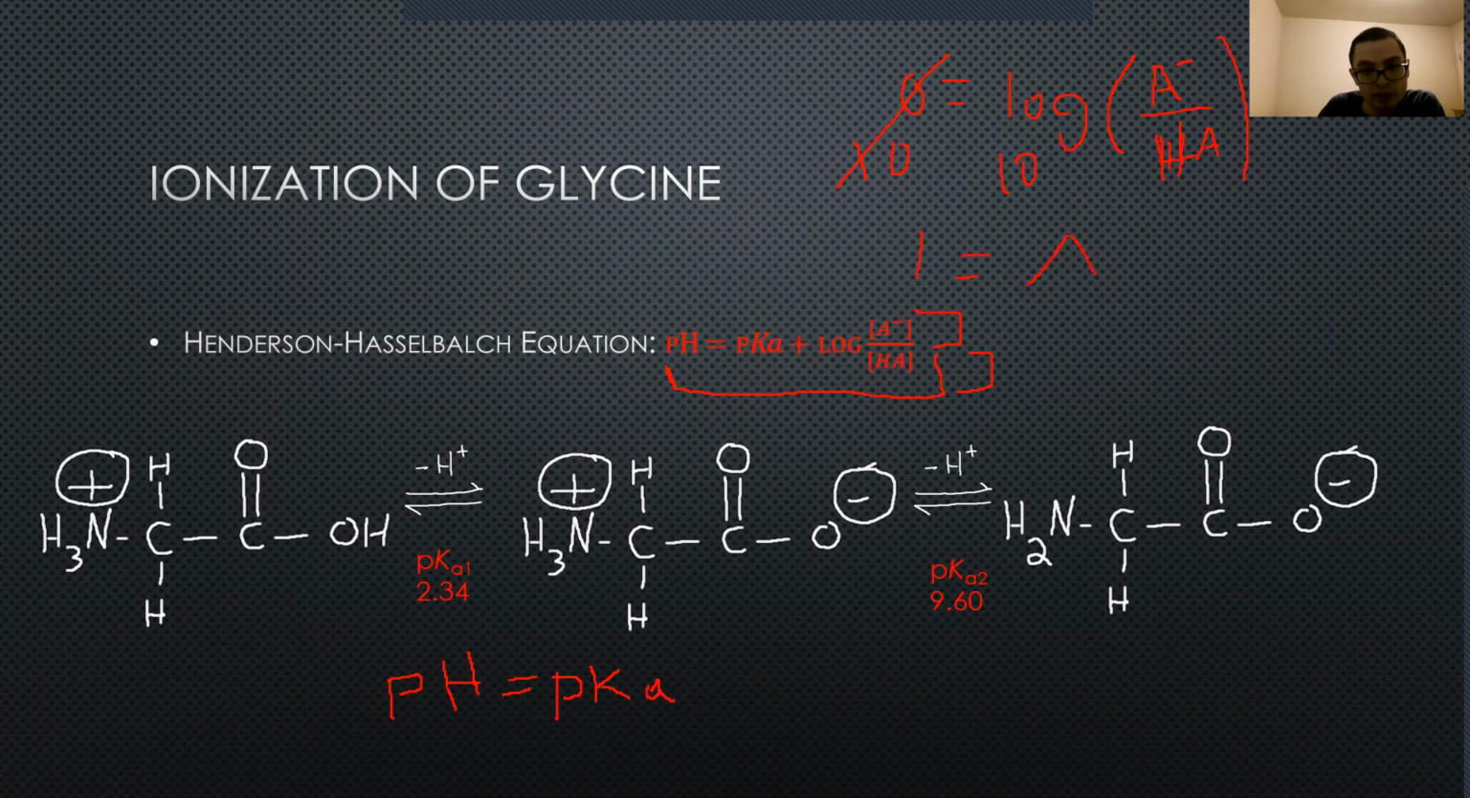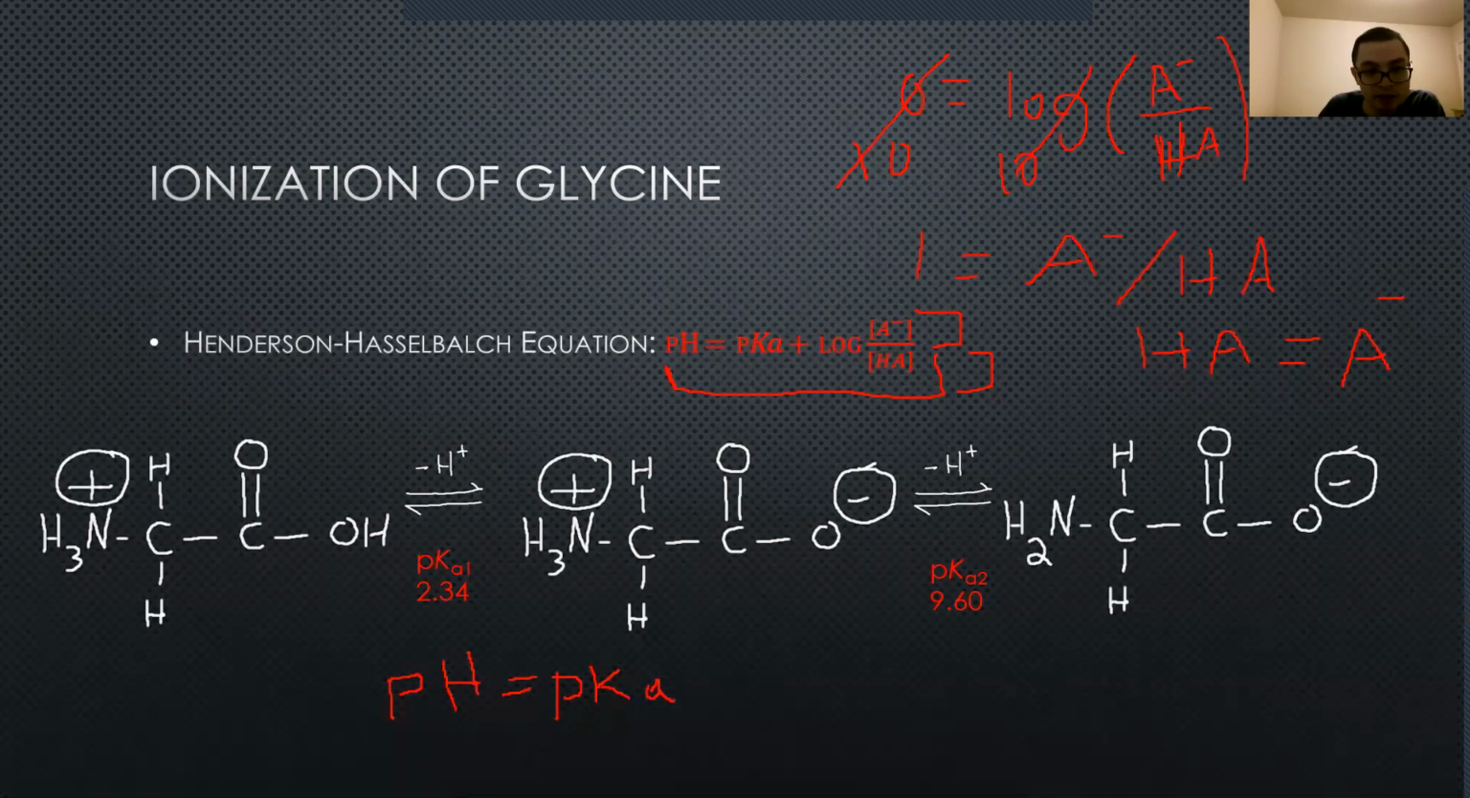The log cancels with the 10. It's going to be A minus divided by HA. Or if we multiply both sides by HA, we find out that when pH is equivalent to pKa, we have the same amount of the protonated species as the deprotonated species. We also could have known this just based on the definition. When we learned definitions of pKa, the pKa was described as the pH where we have the same amount of our protonated and deprotonated species. But you can look at the equation and figure that out also.